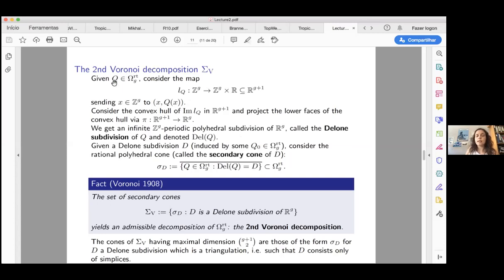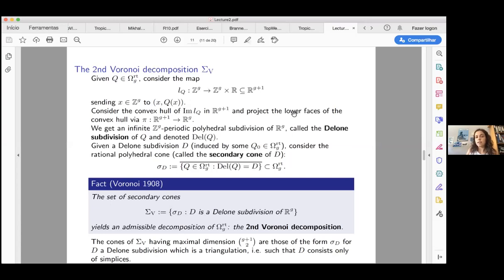So take this time Q to be a quadratic form in Omega^g rational, and consider this map. It's a map from Z^g to Z^g times R. So we can see this inside R^(g+1). This map sends x, a vector x in Z^g, to (x, Q(x)), meaning the quadratic form evaluated at x. And now we consider the convex hull of the image.